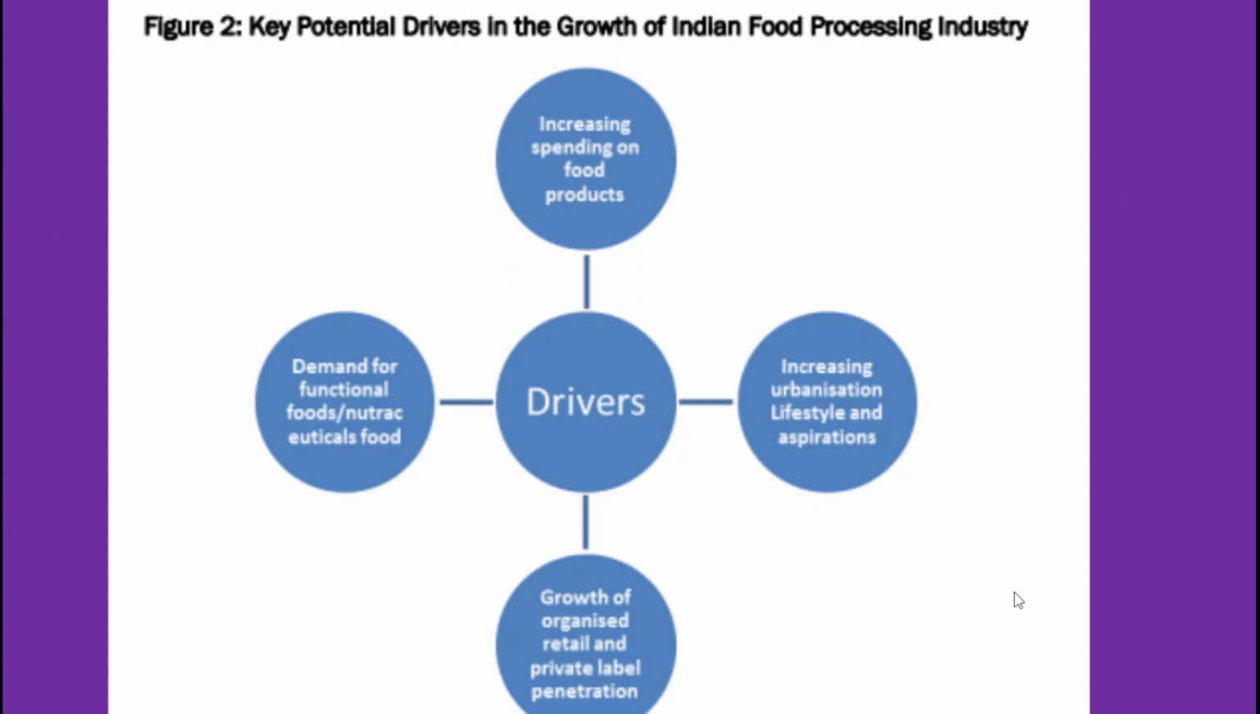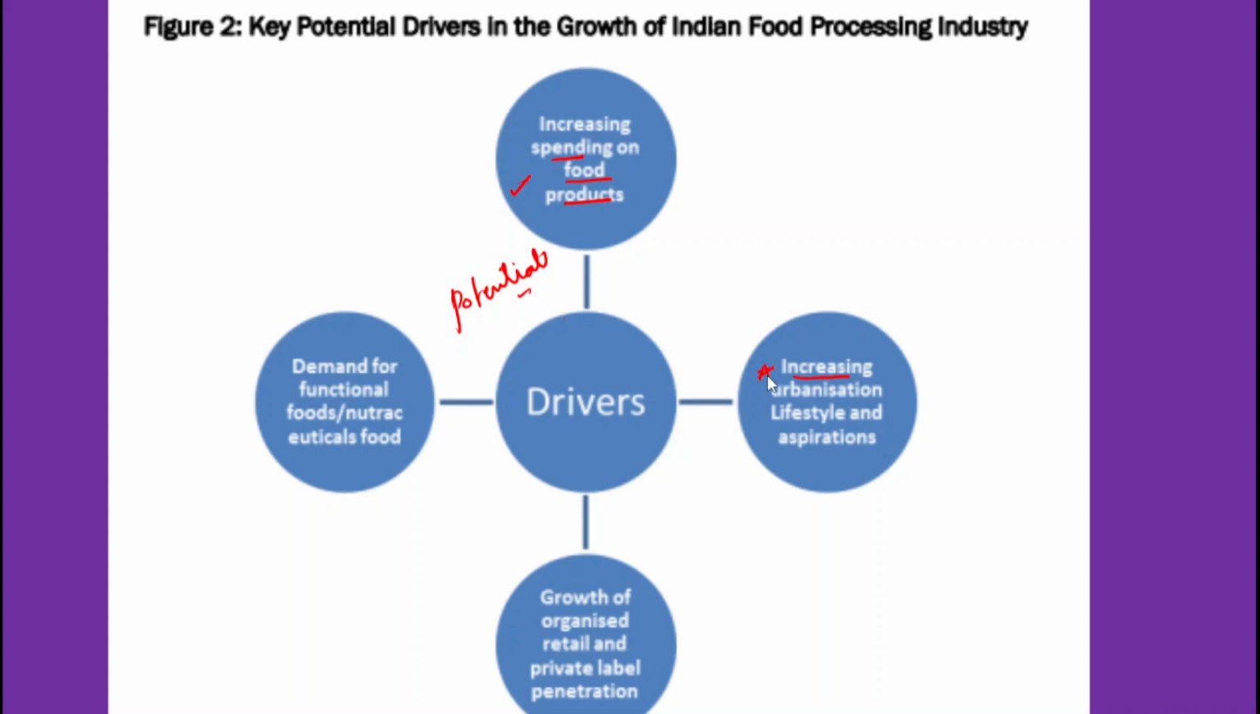Now, after that, there are key potential drivers in the food processing sector. So what are those potential drivers in the food processing sector? So firstly, in the Indian food processing industry, increasing the spending on food products. In recent times, the consumers have become more and more health conscious. Now they have been investing or spending more on the processed foods. So this is the first major driver, and the second major driver is increasing urbanization and urban lifestyle of the people.